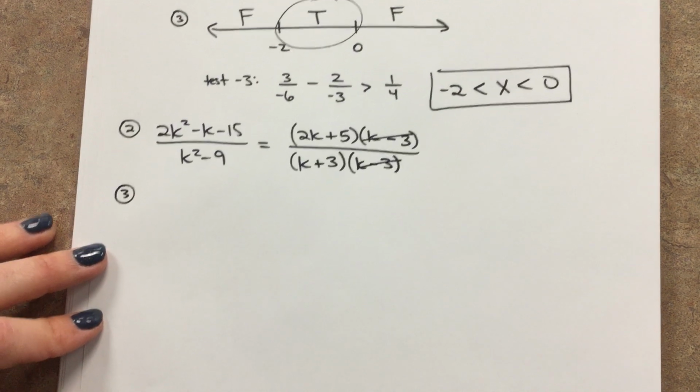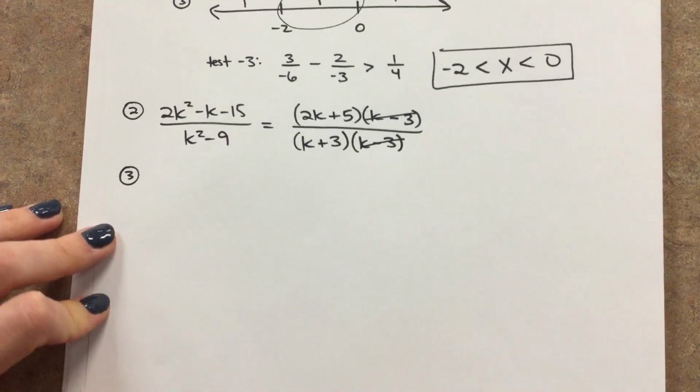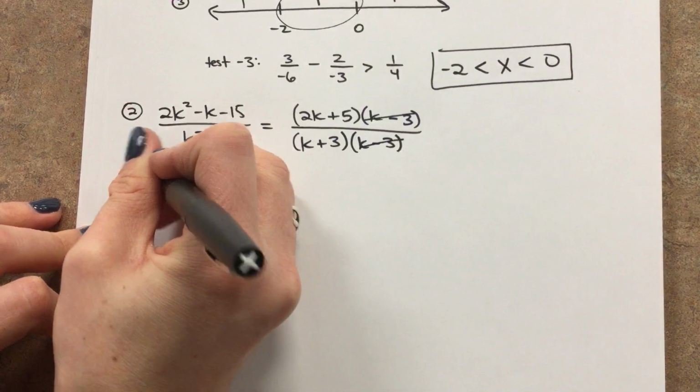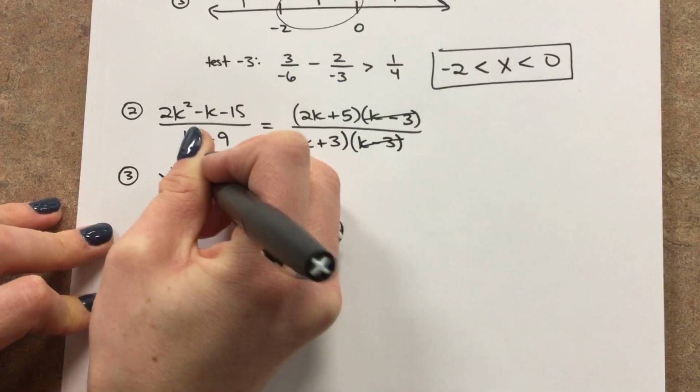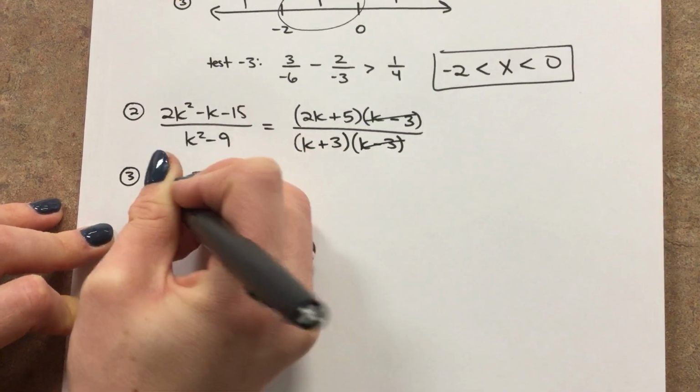Good. Questions there? No? Okay. And then 3 was another one. This is just a little bit expanded. You were doing factoring and then some extra multiplying before canceling.